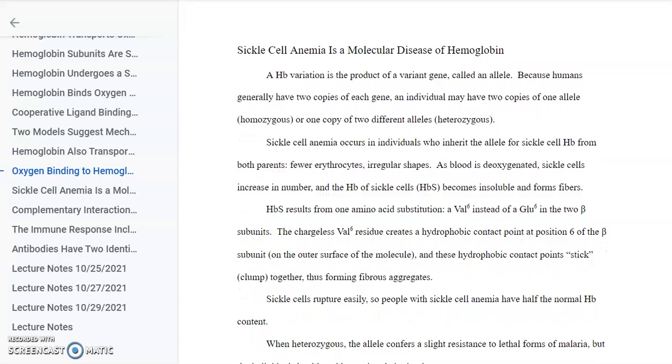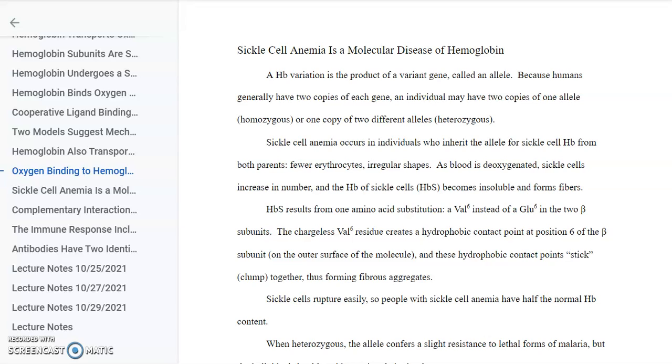Sickle cell anemia is a molecular disease of hemoglobin. A hemoglobin variation is the product of a variant gene, called an allele. Because humans generally have 2 copies of each gene, an individual may have 2 copies of one allele, homozygous, or 1 copy of 2 different alleles, heterozygous.